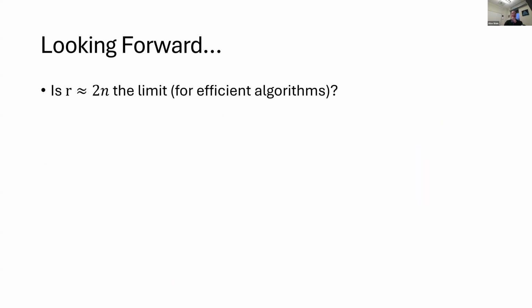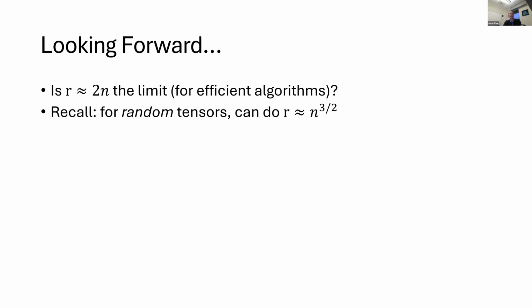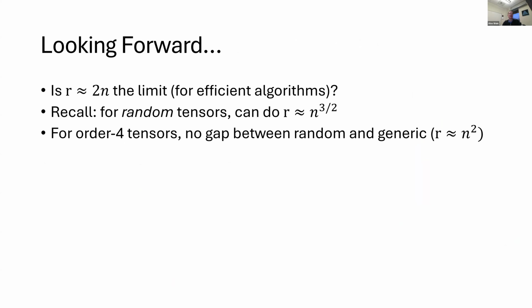To wrap up, a big question that still remains, I think, is whether R equals 2n is really the limit for efficient algorithms. Can we do any better? It's tantalizing to think we might be able to, because for random tensors we know much better algorithms. And also for order 4 tensors: I've talked about order 3 in this talk, but for order 4, there's actually no gap between random and generic. Both need rank roughly n squared.